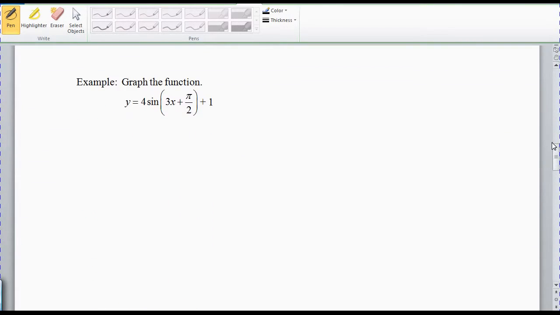Now we're going to graph. To graph, I want to find the amplitude, because amplitude is going to help us with the y values, and that's just the number in front, which is 4. I want to find the period. Once again, this is our omega, and this is our phi. So 2 pi over omega is 2 pi over 3.